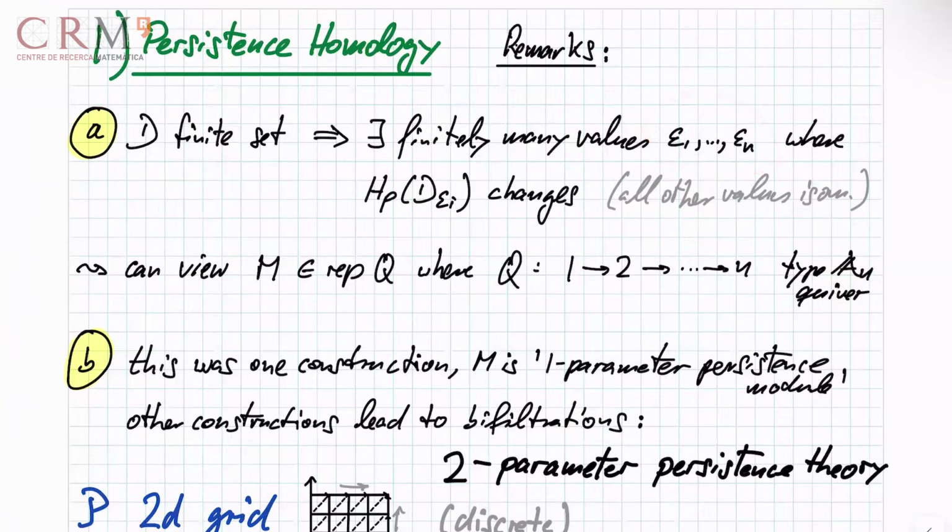And then I'm back at my quiver representation. Instead of all the real numbers, I only look at those finitely many values, and I get a representation of a quiver of type A_n, and I'm very happy. That's good?